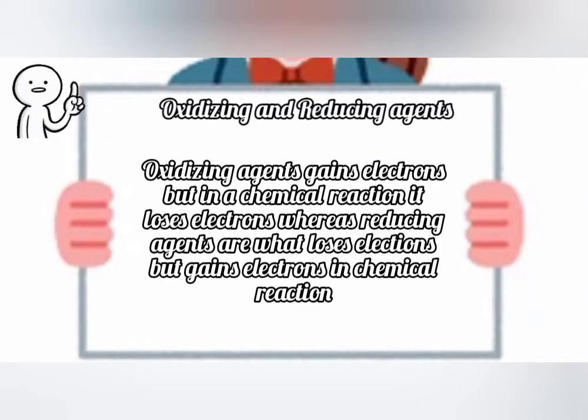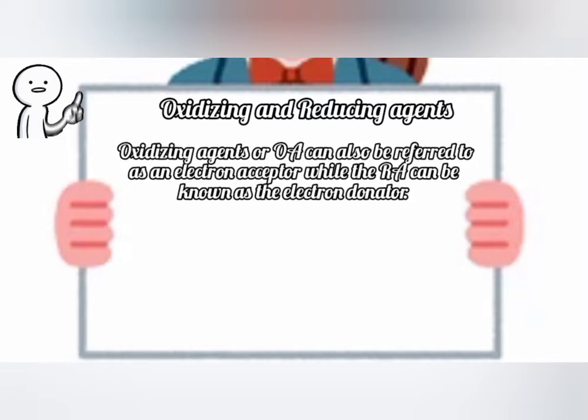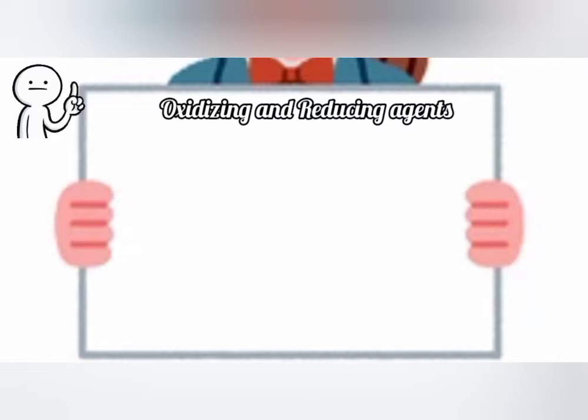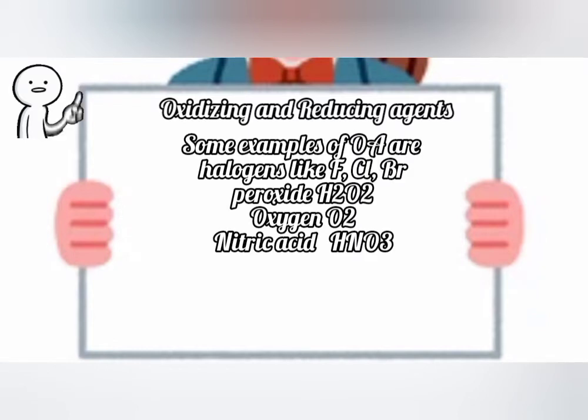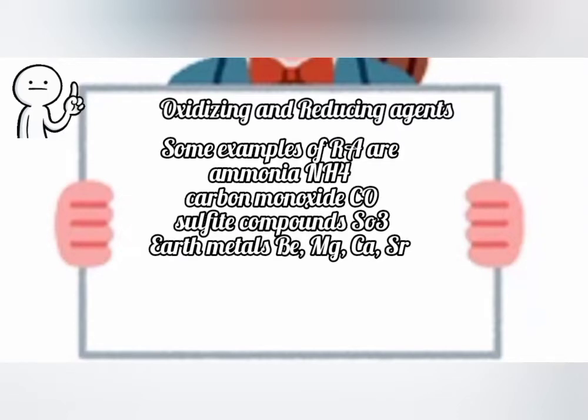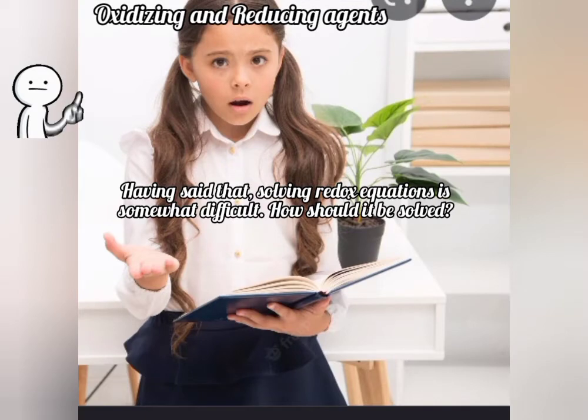Oxidizing agents gain electrons, but in a chemical reaction they cause another species to lose electrons, whereas reducing agents are what lose electrons but cause another species to gain electrons in a chemical reaction. Oxidizing agents, or OA, can also be referred to as an electron acceptor, while the RA can be known as the electron donor. Some examples of OA are halogens, peroxide, oxygen, and nitric acid. Some examples of RA are ammonia, carbon monoxide, sulfite compounds, and earth metals. Having said that, solving a redox equation is somewhat difficult. How should it be solved?